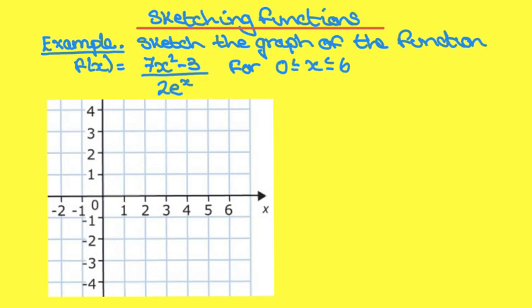So sketch the graph of the function f of x equals (7x squared minus 3) all over 2e to the x for the range of values x between 0 and 6.